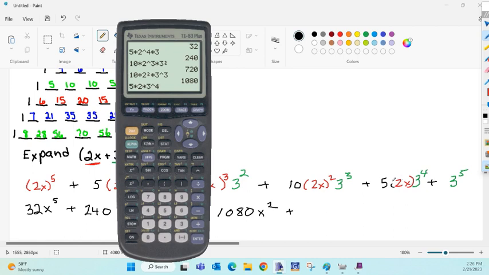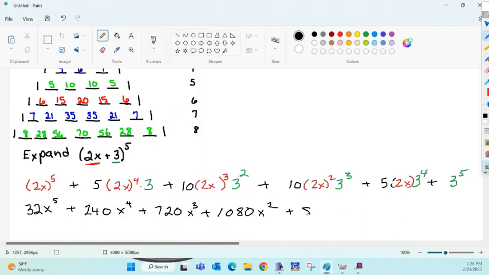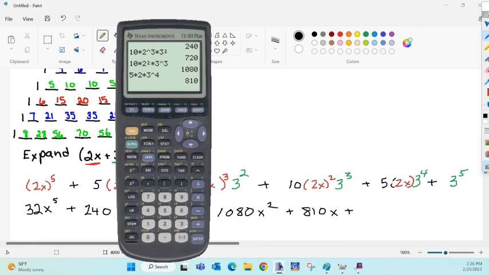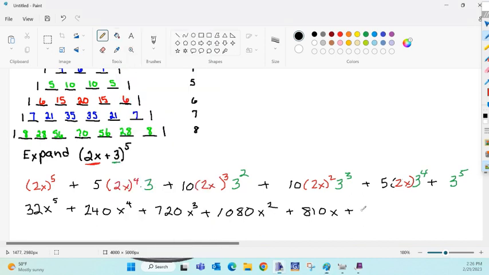There you go. 5 times 2 times 3 to the 4th, so 8, 10, plus 3 to the 5th, but that has a number. So 3 to the 5th power, and 243. That's the answer. That's it.